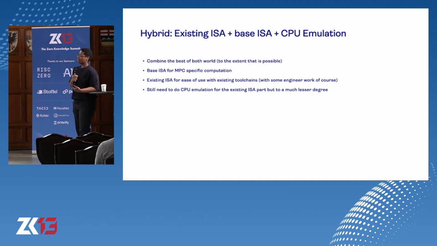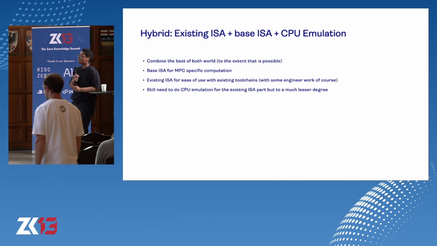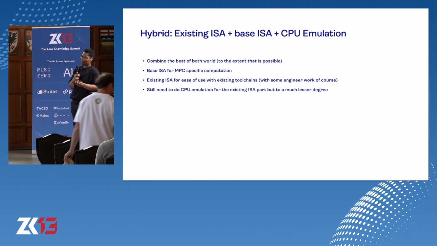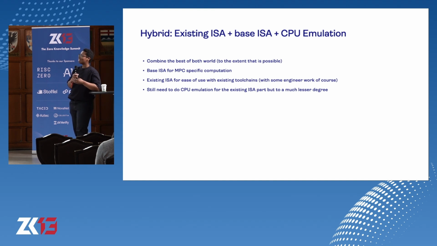And then the last one that's also becoming more popular is to combine both of the previous approaches. The main way this is done is that for the existing ISA, you extend the tooling, but for the custom portion, you have a base ISA that handles all of the MPC-specific tooling, and then you use special purpose MPC protocols to make sure that the off-the-shelf ISA composes well with the base one.